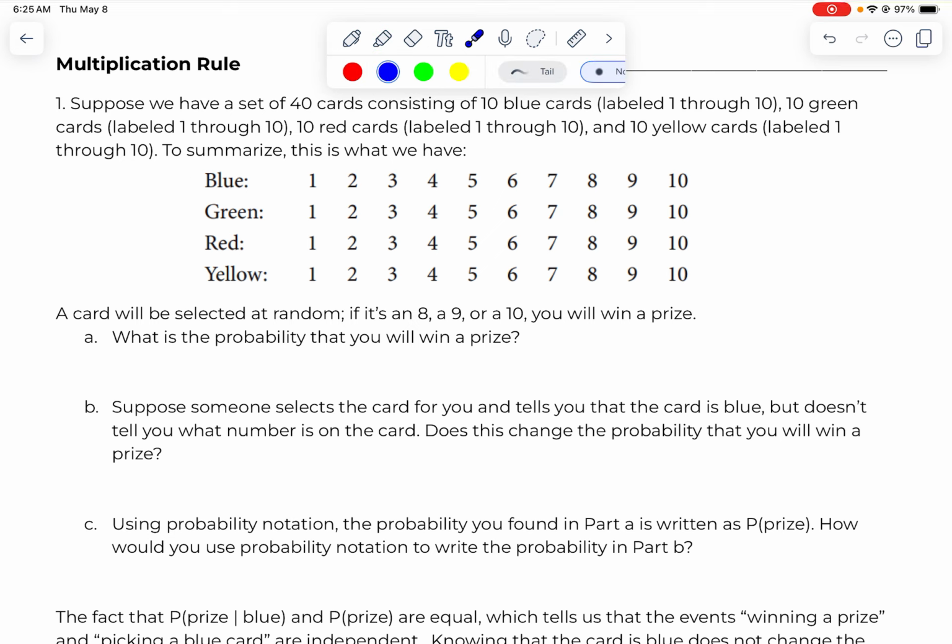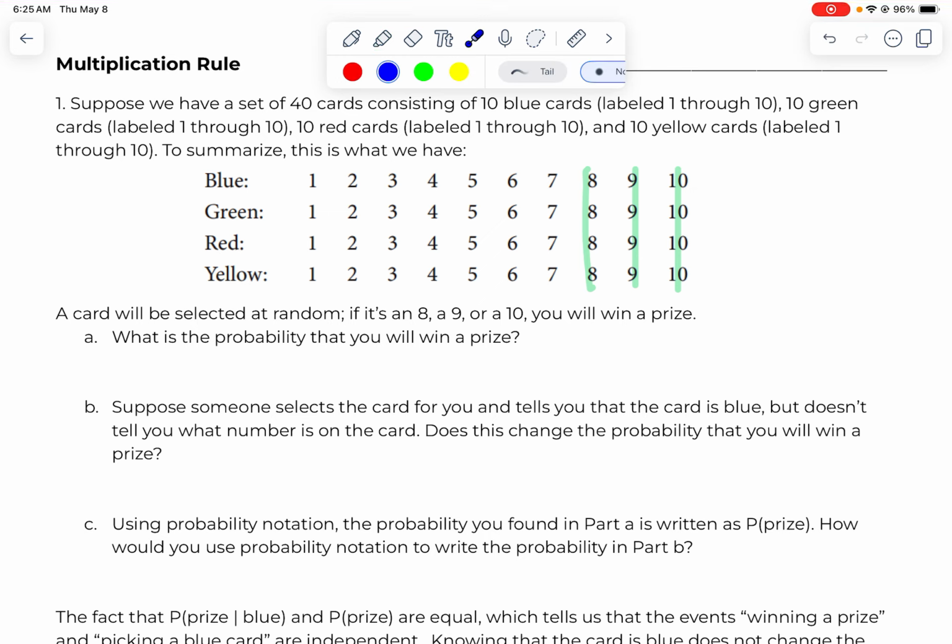A card will be selected at random. If it is an 8, 9, or 10, you will win a prize. So I'm going to highlight my options. If it's an 8, if it's a 9, or if it's a 10, I will get a prize. So what is the probability that you will win a prize?